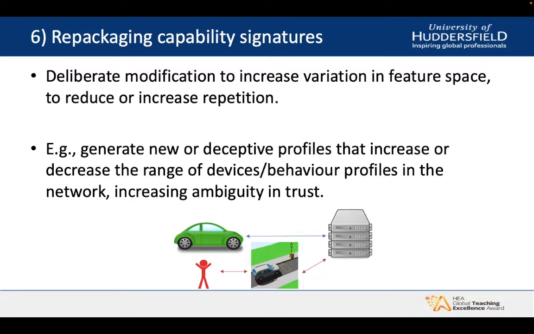Repackaging capability signatures. So this one could be quite interesting because it's where the attacker might want to present something to the network that is false. They might want to introduce an actual infrastructure component, for example, like a traffic monitoring sensor. They might want to simulate that they've introduced one in a specific location to provide really false data to the network, which then could be used to manipulate it into generating false actions. And this obviously would really increase ambiguity in trust within the network, because we would not, from a planning perspective, really understand what we could trust within the network.